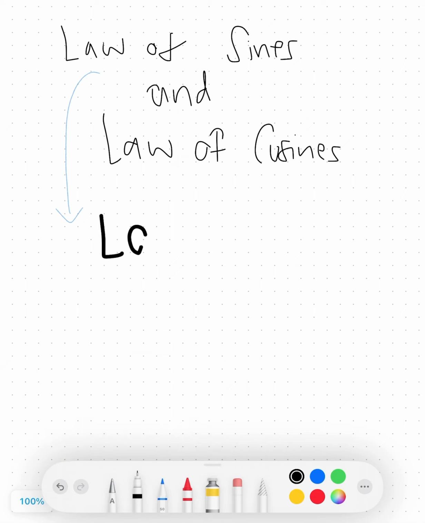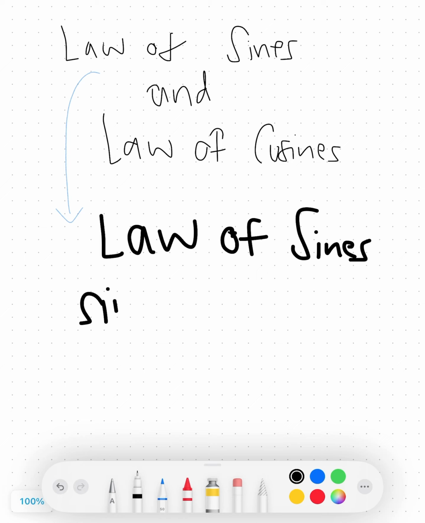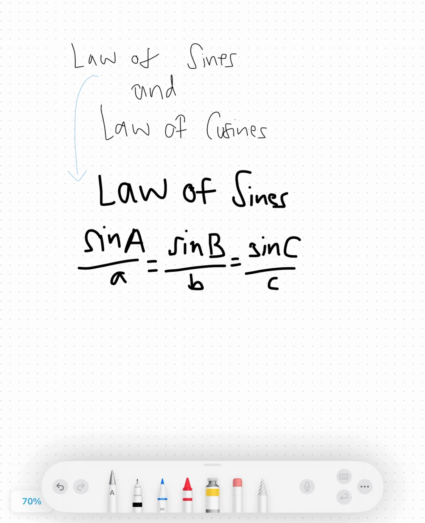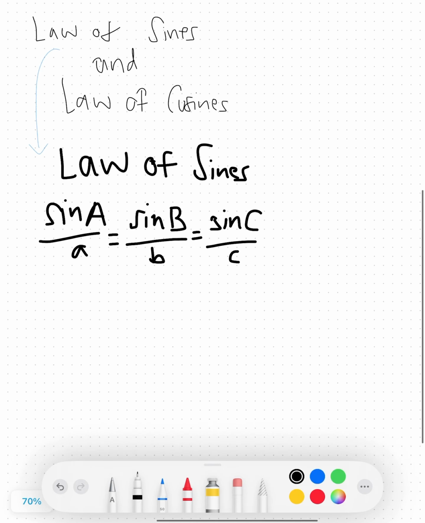So, what is the law of sines? Simply put, it's just sine of A over a equals sine of B over b. Okay, let me put that to the corner here.